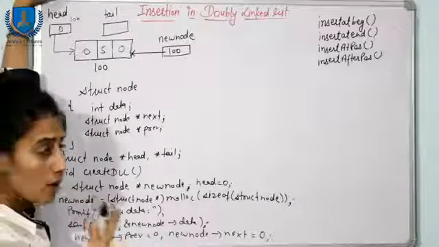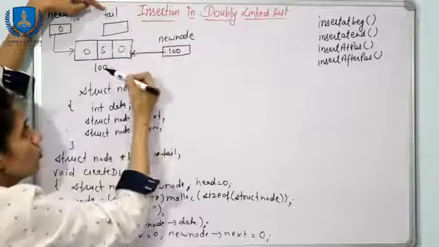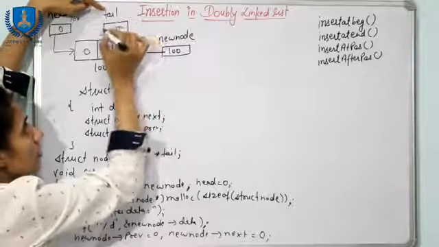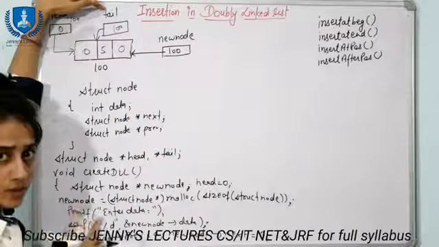Now another thing you have to do, we are maintaining this tail pointer also. So in tail also you are going to store this 100. So now tail is also going to point here. Now this is done. Fine.